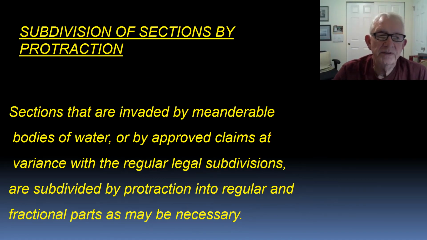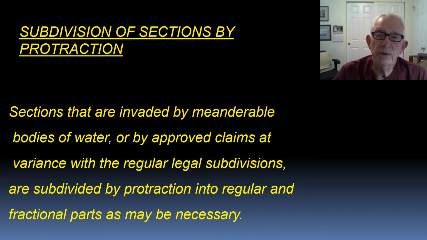Now, sections that are invaded by meanderable bodies of water, rivers, lakes, or something like that, running through the section, or by approved claims. And what I mean by that is, let's say somebody had a piece of property before it was subdivided with the public land survey system, or there was a town there, or a military reservation, or something like that. That's not part of the PLSS. These are in variance with the regular legal subdivisions. They're subdivided by protraction into regular and fractional parts as may be necessary.